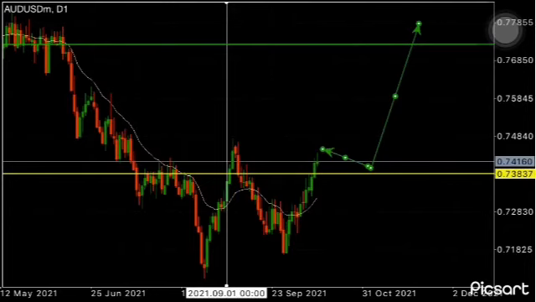So AudUsd bullish, guys, for Millionaire Logistics. AudUsd we believe is going to be bullish.